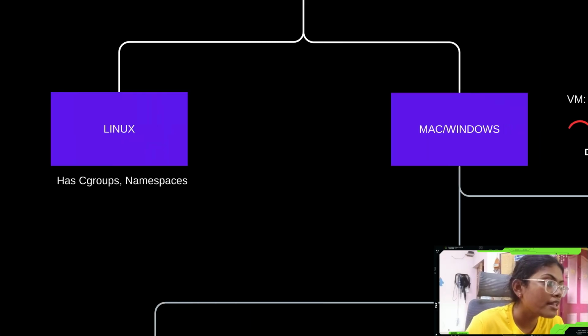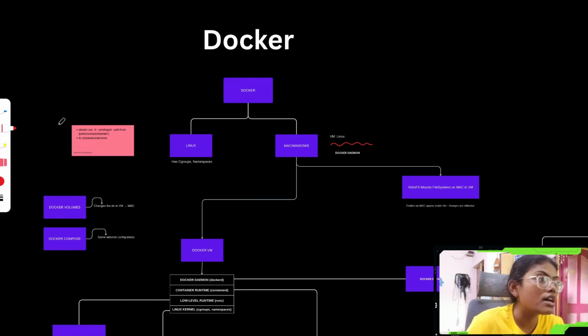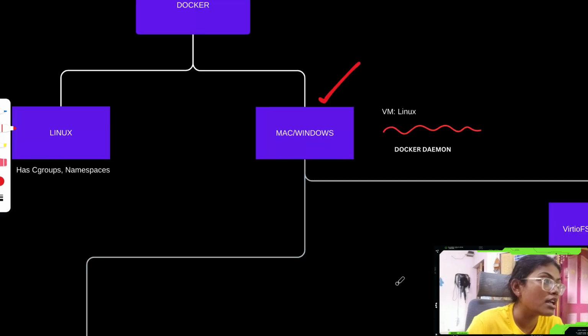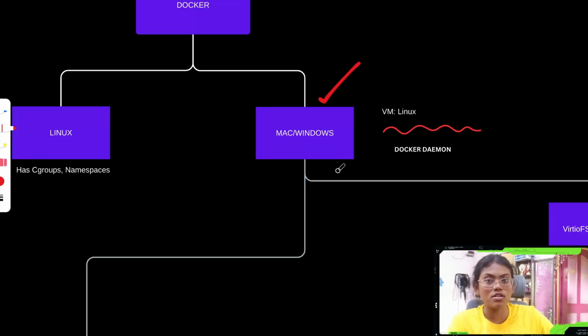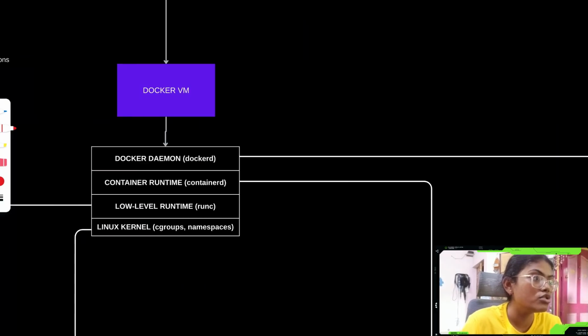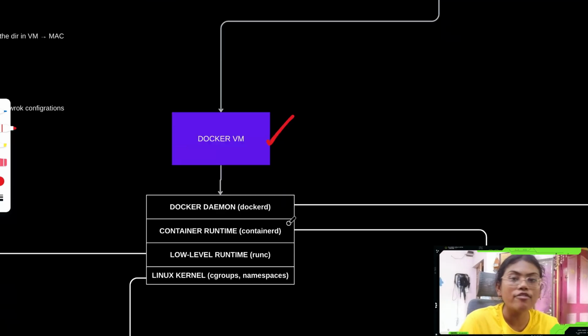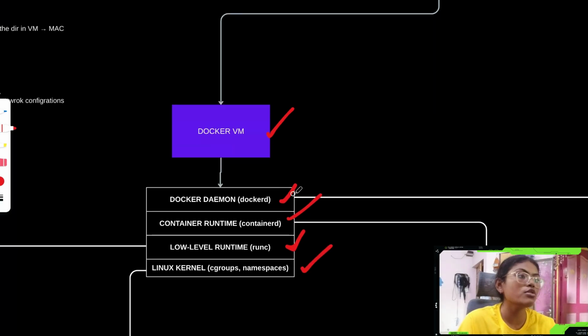So yeah guys, we have covered the first process here, which is getting inside the Mac OS virtual machine. So inside the virtual machine is the Docker daemon. So the Docker daemon is not running on your Mac. It is running inside the virtual machine that Docker has created for you. Let me just go to the next level, which is the Docker VM. So inside the Docker VM, we are going to have four main things, which are the Docker daemon, the container runtime, the low-level runtime, which is runc, and the Linux kernel. So firstly, let's look at what Docker daemon is.